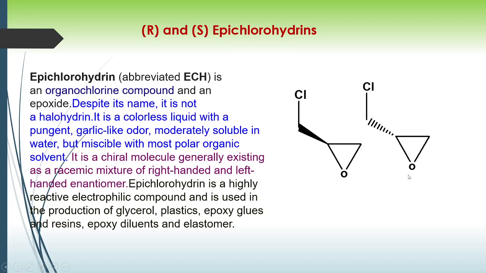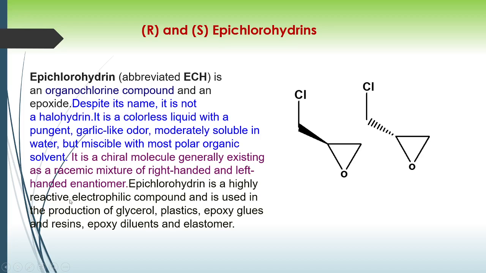So basically, what are epichlorohydrins? Epichlorohydrin, abbreviated as ECH, is an organochlorine compound and an epoxide. Despite its name, it is not a halohydrin. It is a colorless liquid with a pungent garlic-like odor, moderately soluble in water but miscible with most polar organic solvents. It is a chiral molecule. Here is a chiral carbon. Therefore, this is a chiral molecule, generally existing as a racemic mixture of right-handed and left-handed enantiomers. These two are the enantiomers.